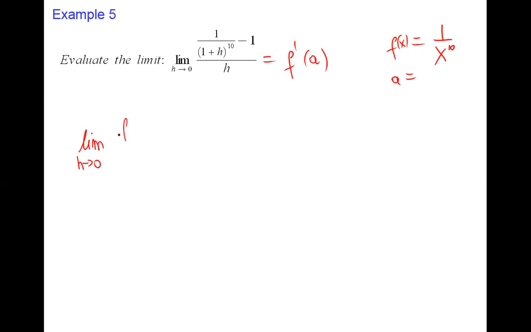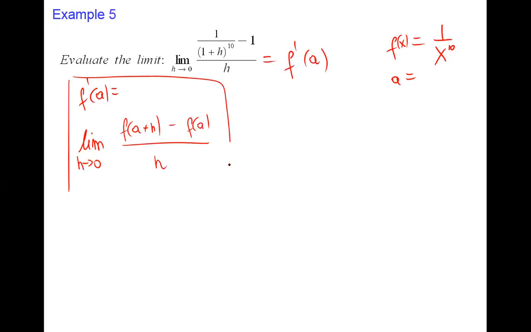Okay, I have the limit as h goes to 0, f of a plus h minus f of a. And that means this is the derivative at the point a. Okay, that means we can see 1 over a plus h. What is the a value? The a value is simply 1. Thank you, 1. That means we did identify that this limit represents the derivative of the function 1 over x to the power of 10 at 1.